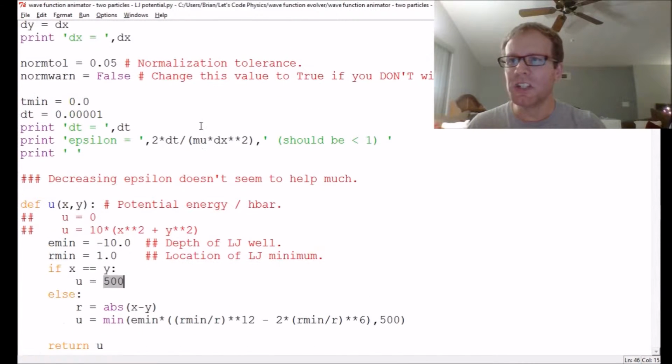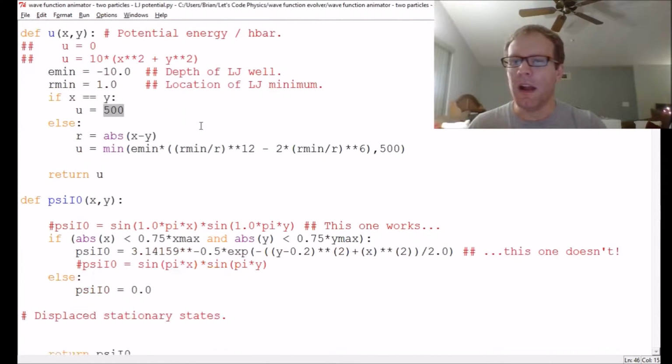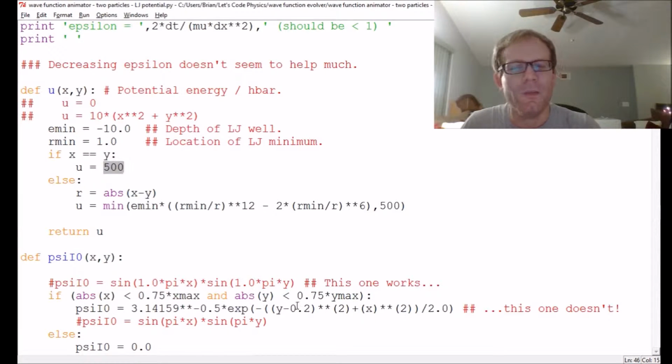I think I'll leave the initial wave function the same. So again, it's this Gaussian, this double Gaussian, or this two-dimensional Gaussian that's been displaced a little bit along the second particle axis. Is that the red one or the green one? I think that's the green one.